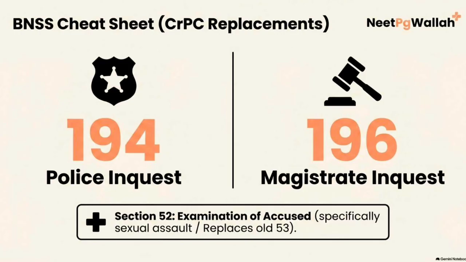Just briefly touching on the procedural side, the new BNSS, which replaces the old CRPC. Don't overcomplicate this. You just need to remember Section 194 is for the police inquest, and 2 steps up, Section 196 is for the magistrate inquest. Also, replacing the old 53 for the examination of the accused in sexual assault cases, we now strictly have Section 52.